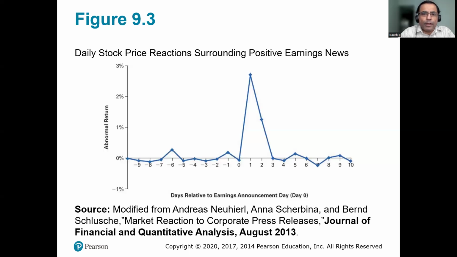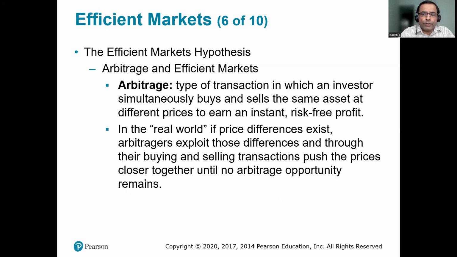However, because new information comes on day zero, in this case, it's positive, it leads to positive abnormal returns for 1 or 2 days. After that, the stock market has already taken into account the new information and it no longer has an impact on the stock price. So this is an example of semi-strong form of efficiency.